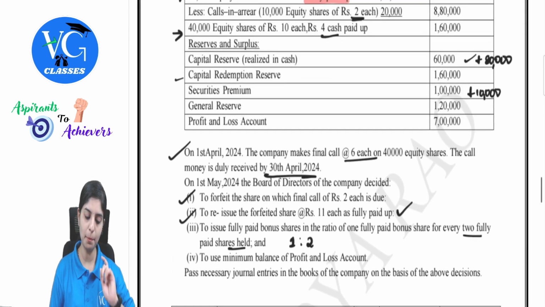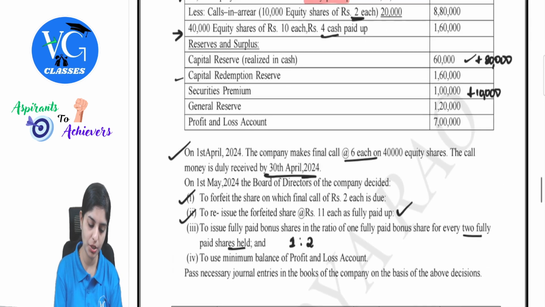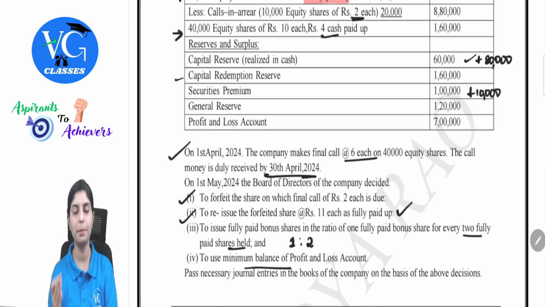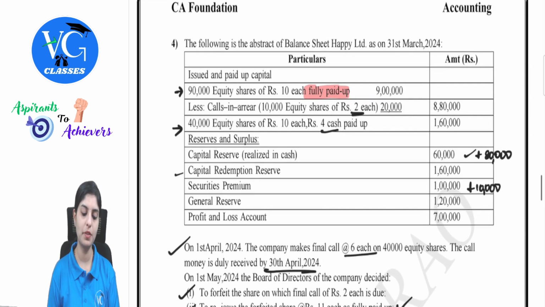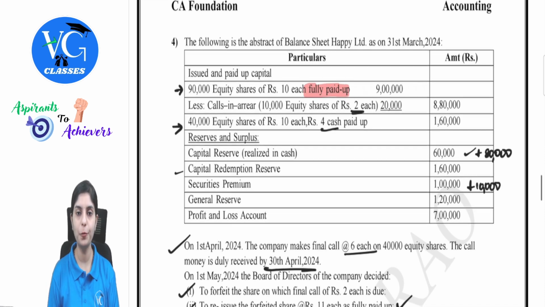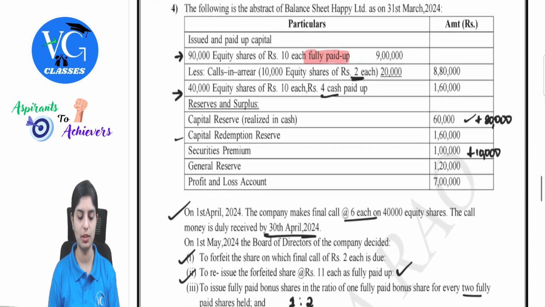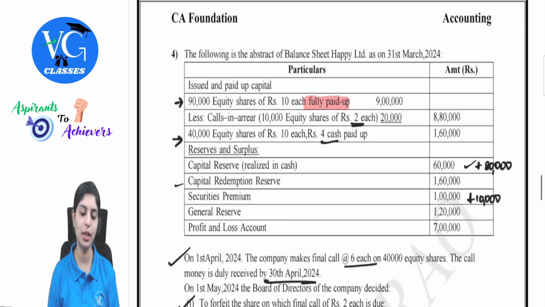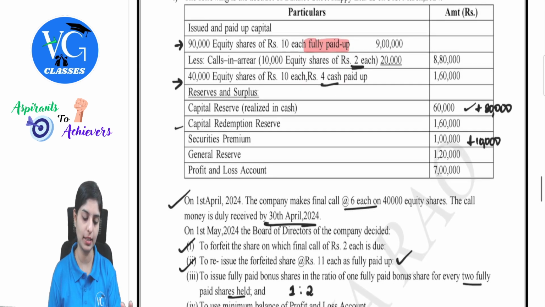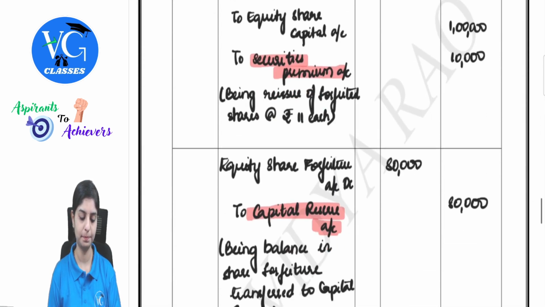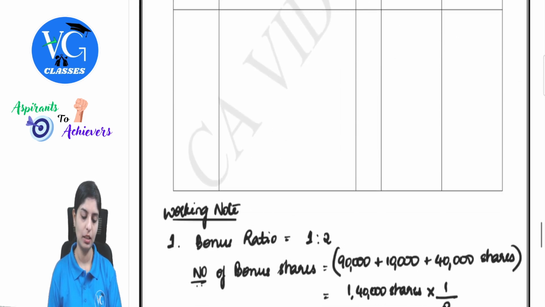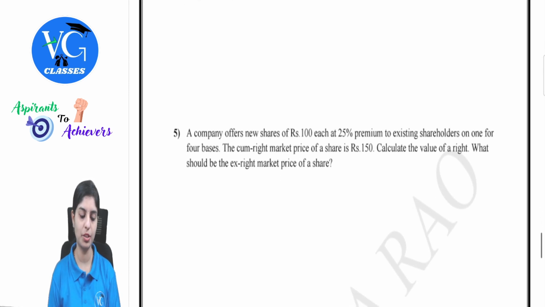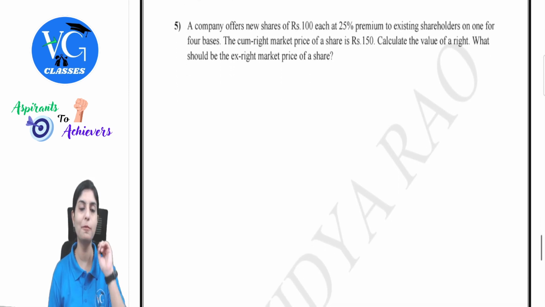This was again an important question. They've also mentioned to use minimum balance. Anyway, we kept it at last and we have taken whatever was required. So this was an important question which was a merge of forfeiture, reissue and then bonus concept. A good one to practice. Make sure you are properly doing this. Next. This covers a good set of questions of practice for your concept of bonus issue.